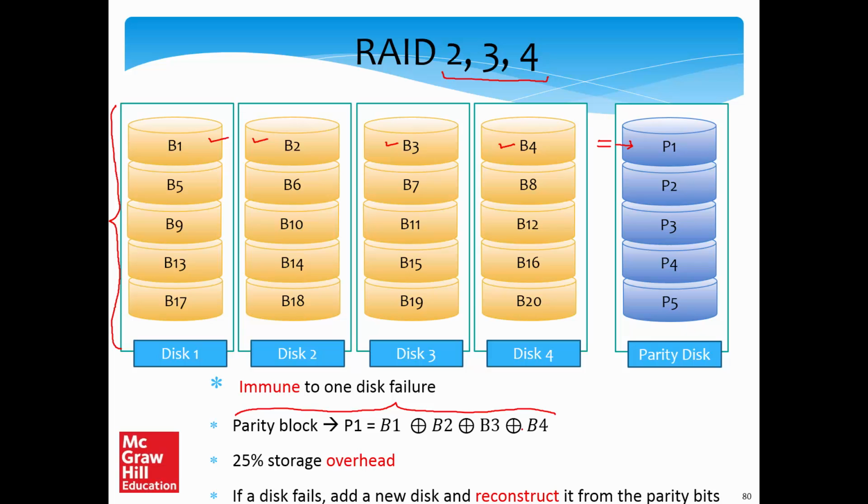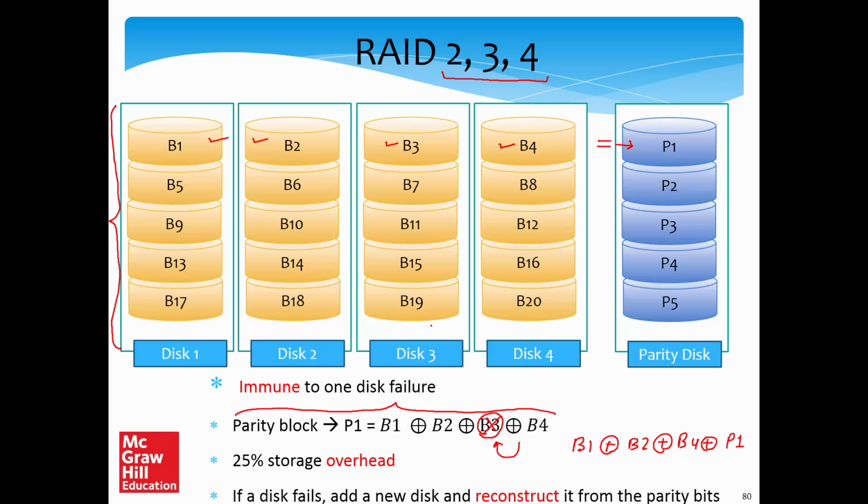So if you recall our previous discussion, then you would understand that if any one of these disks fails, for example, let's say disk number 3 fails, then the information for B3 will get wiped out. But we can still reconstruct disk number 3 by computing B1 XOR B2 XOR B4 XORed with the parity P1. So if we do this, we'll be able to recompute B3.